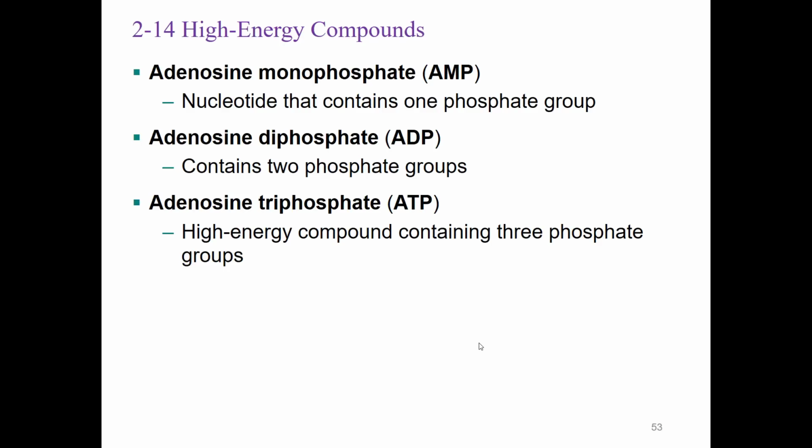And finally, high energy compounds. Now this is very important throughout physiology because ATP is the energy currency of the cell. ATP at the bottom, adenosine triphosphate. It's a high energy compound that contains 3 phosphate groups, which is why triphosphate is part of its name, tri meaning 3. Adenosine diphosphate contains 2 phosphate groups, di, and adenosine monophosphate contains 1 phosphate group, mono meaning 1.